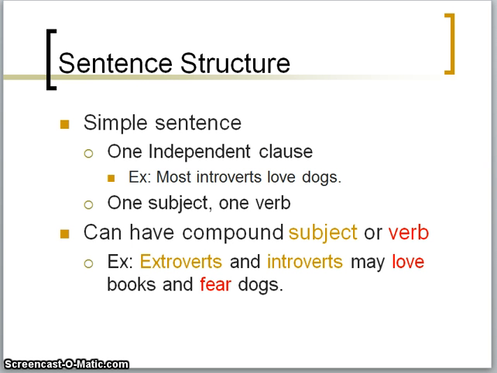A simple sentence is a sentence that has one independent clause, like this example. Most introverts love dogs. For the most part, it'll be a sentence that has one subject and one verb. However, simple sentences can also have compound elements, meaning two subjects or two verbs, like this example. Extroverts and introverts may love books and fear dogs. Even though it has compound elements, it is still a simple sentence. It's just one independent clause.